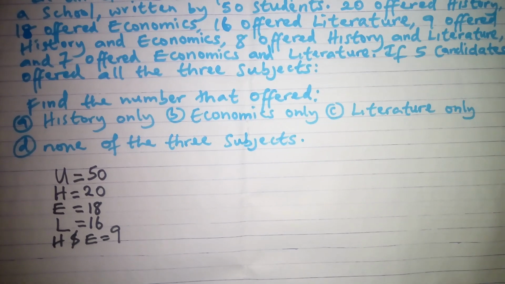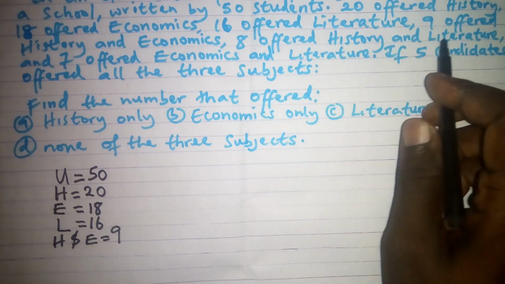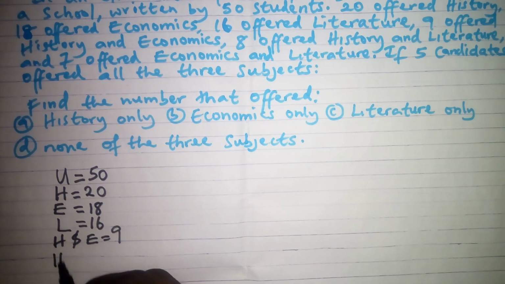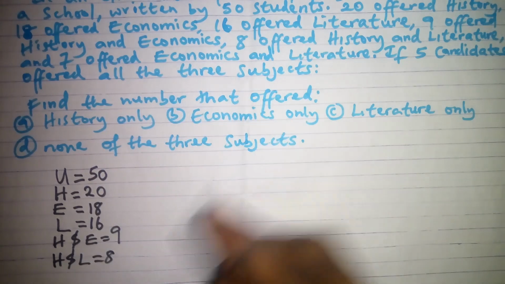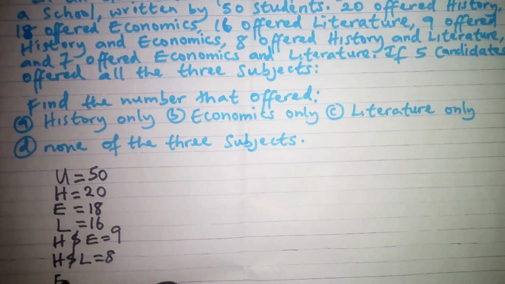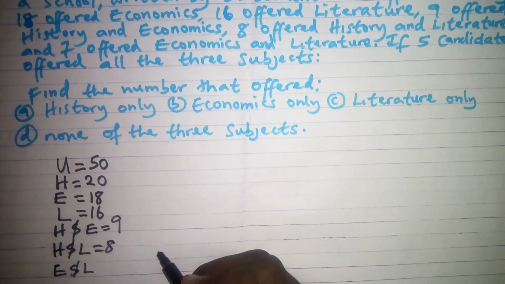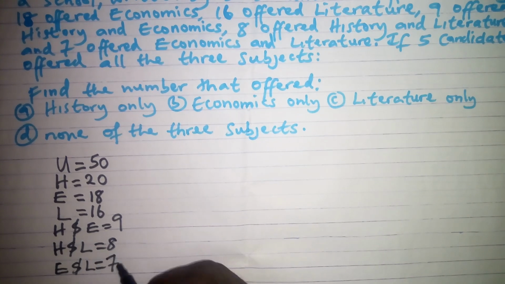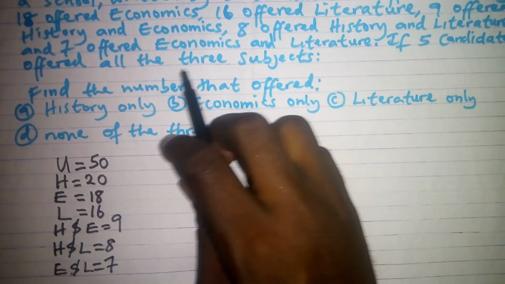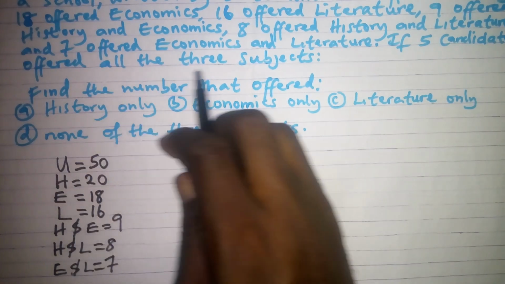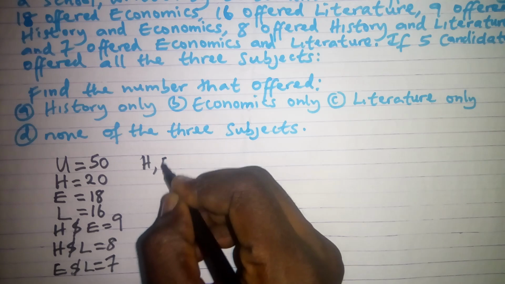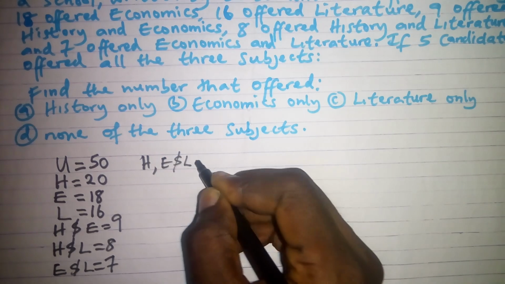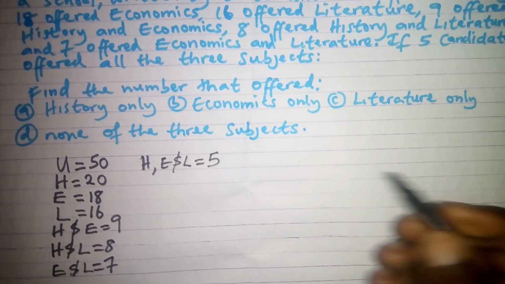So 9 offered history and economics. 8 offered history and literature. History and literature will be 8. And 7 offered economics and literature. Economics and literature will be 7. And then 5 candidates offered all the 3 subjects. So for history, economics, and literature, we have 5 people offering the 3 of them.